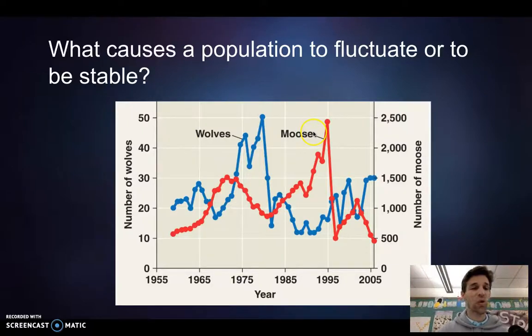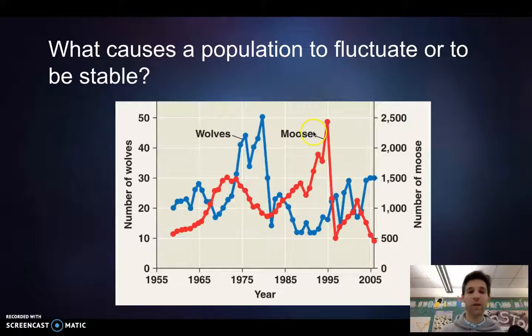And here we have this question that says, what causes a population to fluctuate or to be stable? Well, it depends on what species you're looking at. In this case, we're looking at moose. That's the red line over the years, their population size, and the size of the wolf population. What's interesting is, as you see the increase in moose, in the year or years after that you see an increase in the wolves. The wolves are probably feeding on the larger number of moose, and then eventually the moose reached their own carrying capacity and decline a little bit. And then again, in the year or years after that, the wolves follow behind.